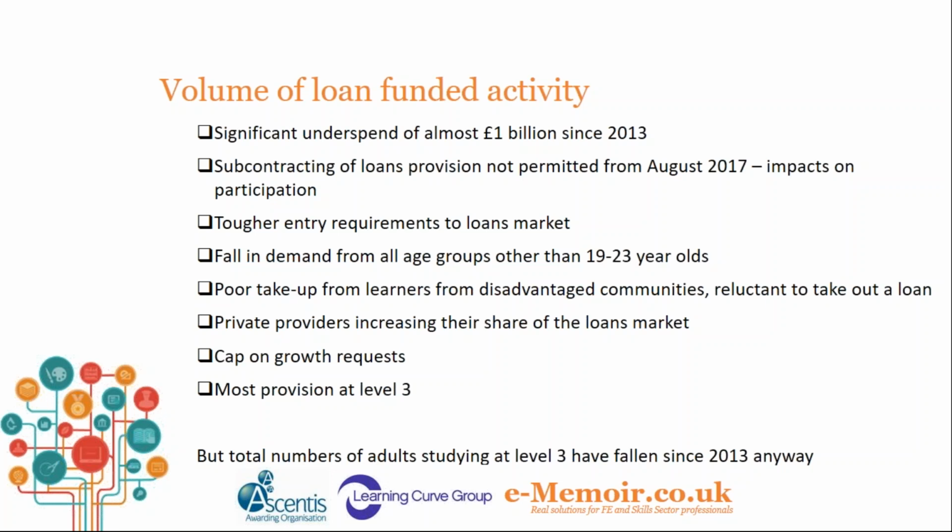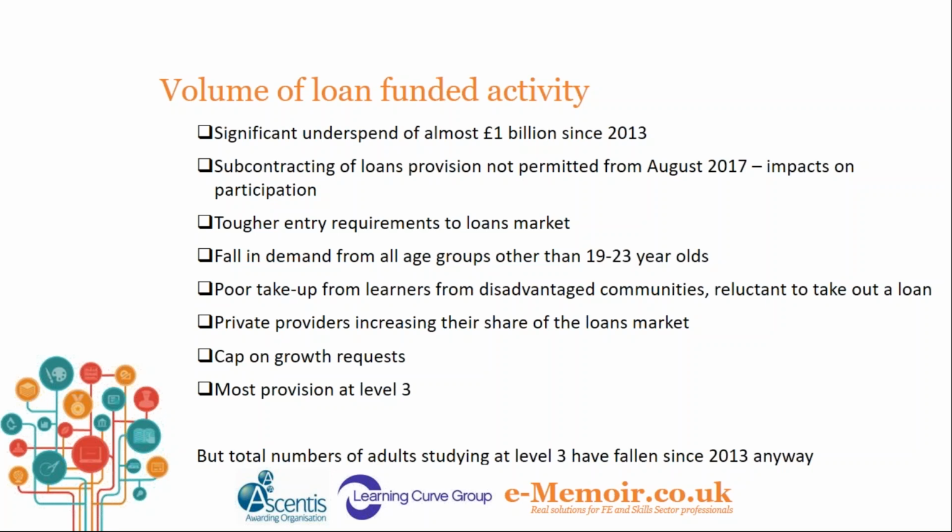There has therefore been some concern that, just at the same time as the market has become more difficult to enter and subcontracting is no longer allowed, there's actually been a fall in the take-up of loans, particularly with the 24 and over. And obviously the group that has taken most advantage was the extended group, the 19 to 23s.